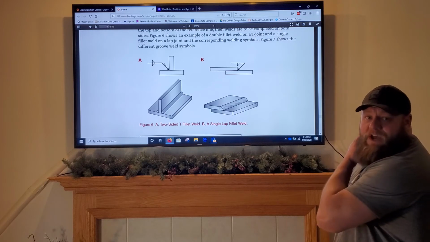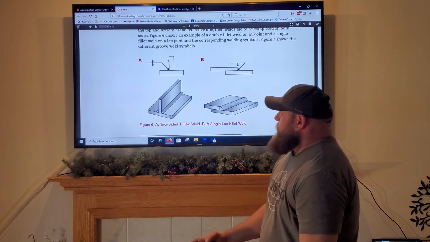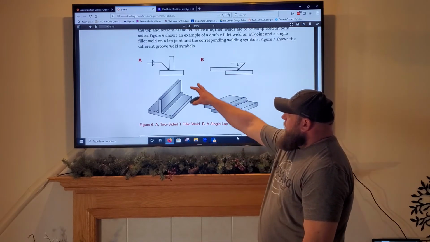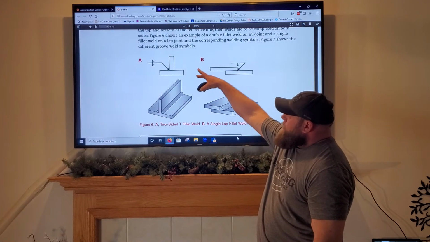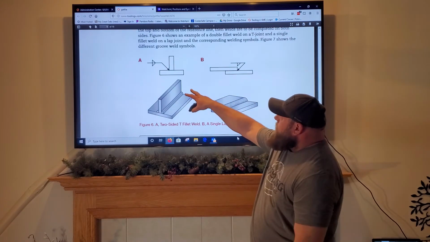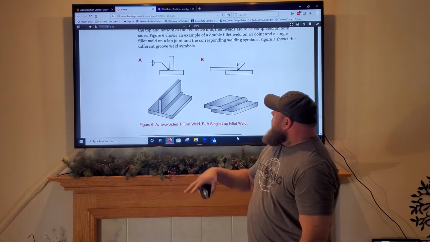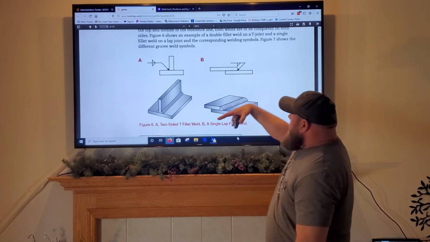So just to recap, you guys should know all this stuff. This is really basic. We went over this earlier this year. You've got an arrowhead with a reference line. You've got a fillet weld symbol on the top and bottom. That's a double fillet weld. So you've got a fillet weld arrow side and other side.